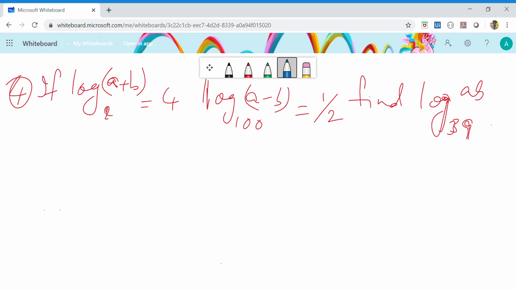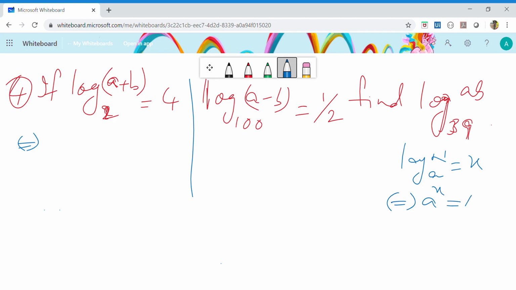See, solution, you can write it as two conditions are given. If two conditions are given, you have to observe that. What is the first condition? Log of a plus b to the base 2 is equal to 4. So from this, the law is log n to the base a is equal to x if and only if a to the power of x is equal to n. In logarithms we learn this definition. So according to that definition, what you will get? A plus b is equal to 2 to the power of 4, implies a plus b is equal to 16. This is the first equation.